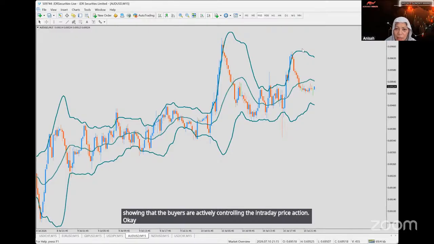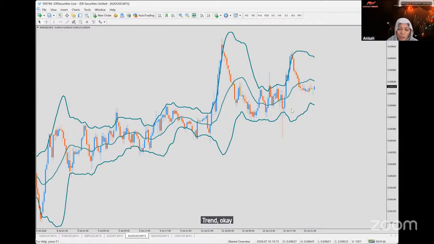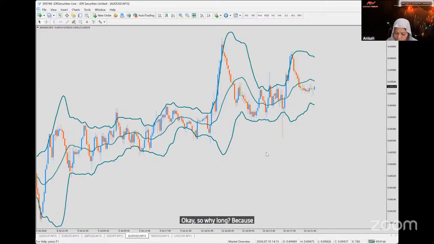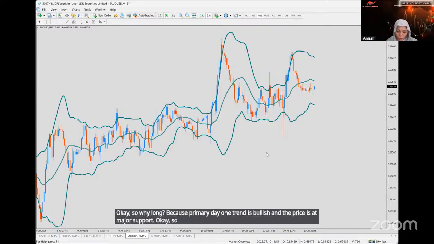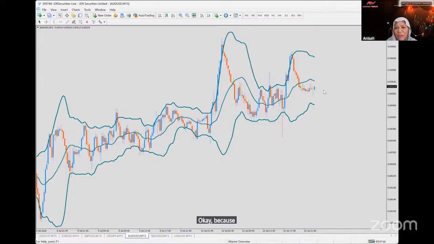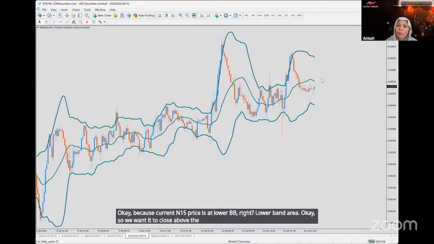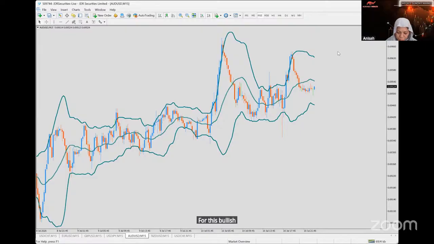Okay, so in this case, because overall the trend, the structure, is an uptrend, the trading strategy that I would suggest for this is long. Why long? Because primary daily trend is bullish and the price is at major support. So now what we do is wait for M15 to confirm the turn. Current M15 price is at the lower band area, so we want it to close above the mid BB for this bullish trend to continue.